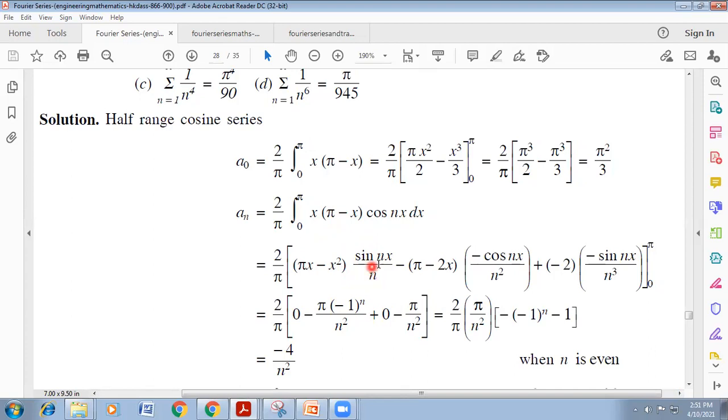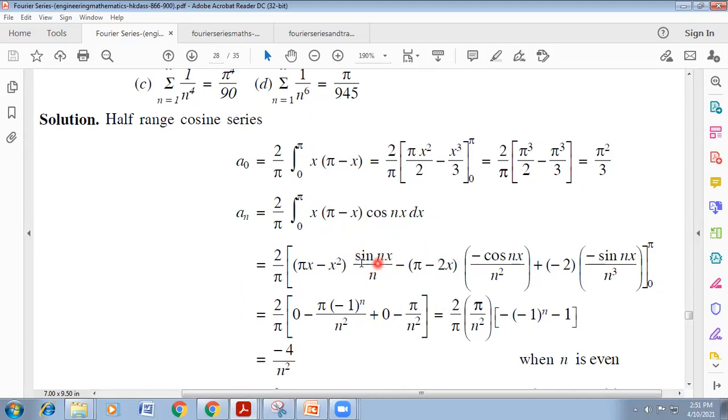Sine, dividing with the coefficient of x, minus differentiation of u. Differentiation of u means this. Differentiation of this, what will be? Pi minus twice x. X square differentiation, what? Minus x square differentiation twice x, and x differentiation 1. This is why pi minus twice x.